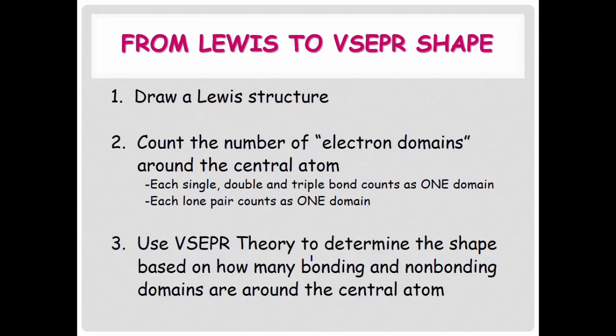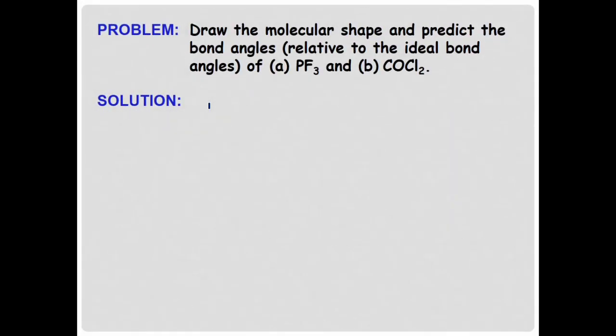Then we will use VSEPR theory to determine the shape based on how many bonding and non-bonding domains are around the central atom. Here we have a problem: draw the molecular shape and predict the bond angles relative to the ideal bond angle of A, PF3, and B, COCl2. You can refer to my previous video on how to draw the Lewis structure, linked in the description.